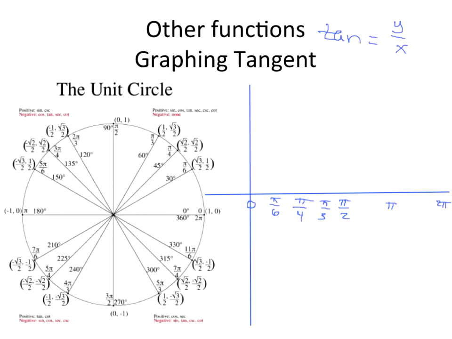So let's start off with our first coordinate here. So let's start off at 0. At 0, I'm supposed to do y over x. Well, y over x, what would 0 over 1 be? 0 divided by anything?